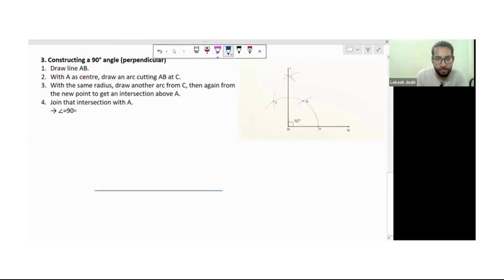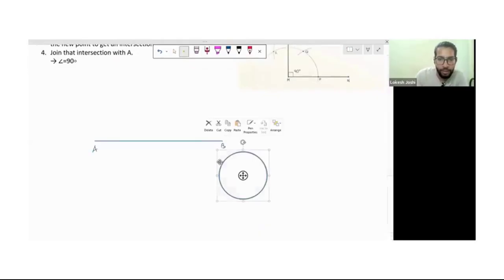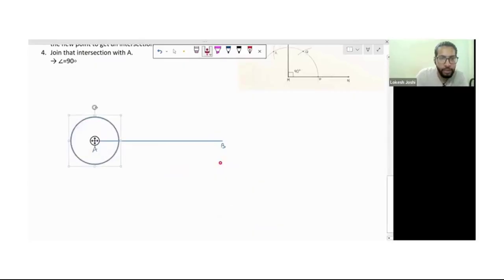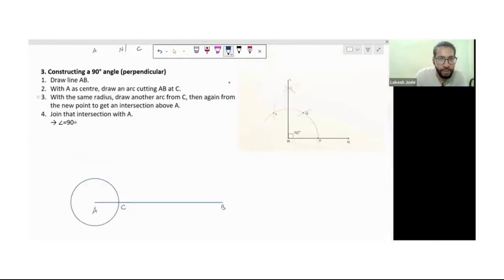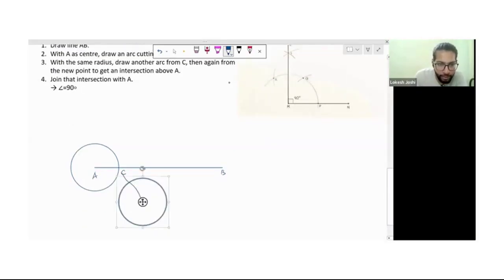So this line is AB. After that, with A as a center, draw an arc cutting AB at C, which means with A as the center, I have to make an arc cutting AB at C. Suppose this point is C. After that, again with the same radius, draw another arc from C. Now from C, I am drawing another arc.